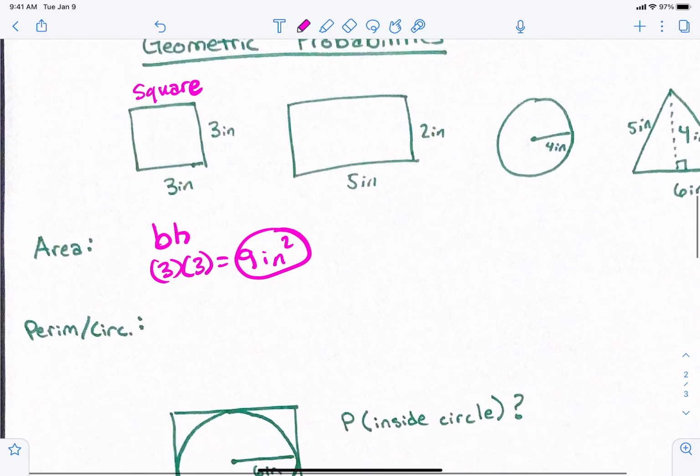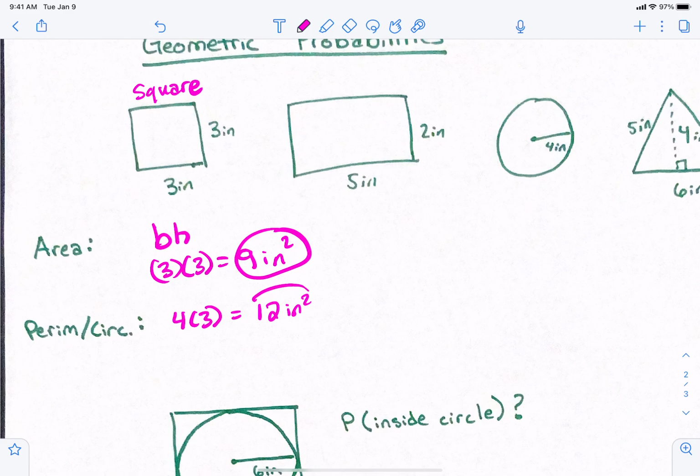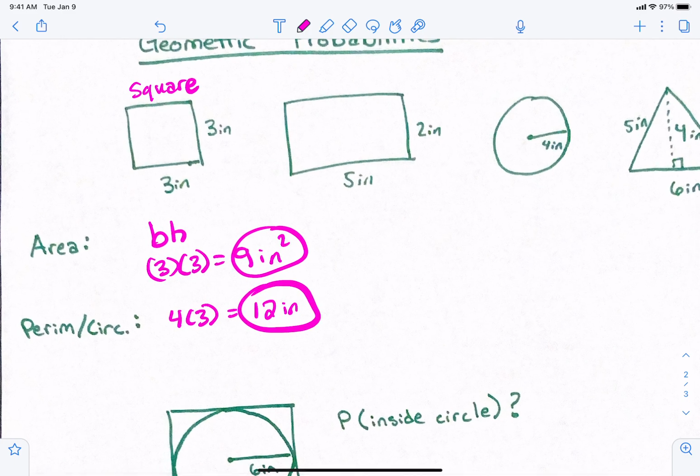Okay, perimeter of the square. How do you find perimeter of this guy? Add them all up. Or since all of them are the same, you could really just take 4 times 3, right? Because all 4 sides are 3s. 4 times 3, his perimeter is 12 inches. Just inches, right? Perimeter is only in inches, not squared. Area is squared. Perimeter is not.